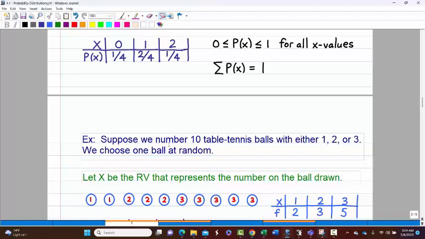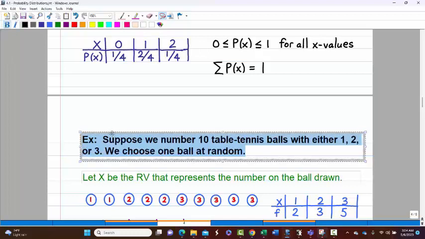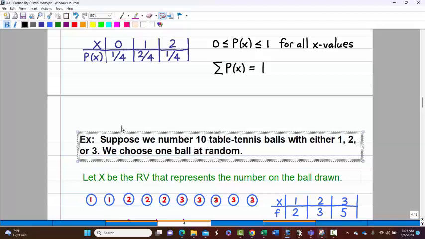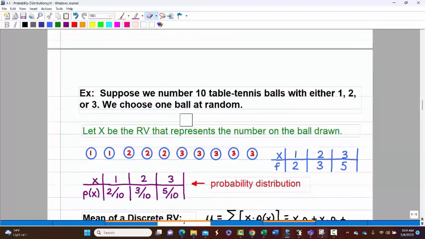Now, let's say we're going to take some ping pong balls and maybe get a Sharpie and write some numbers on them, 1, 2, or 3, and let's say we write them down in this fashion. I decided I wrote two ones, three twos, and five threes.